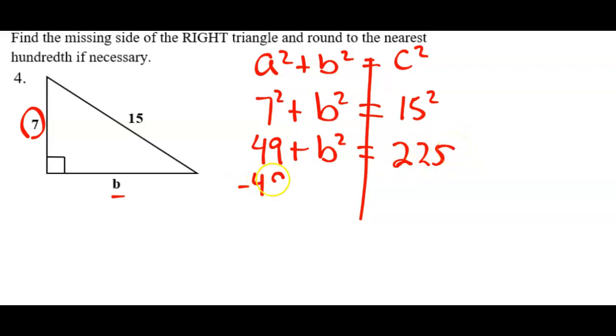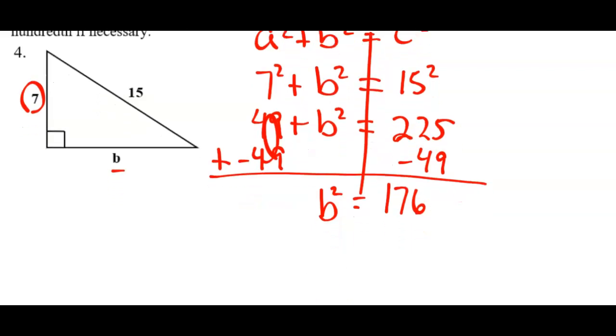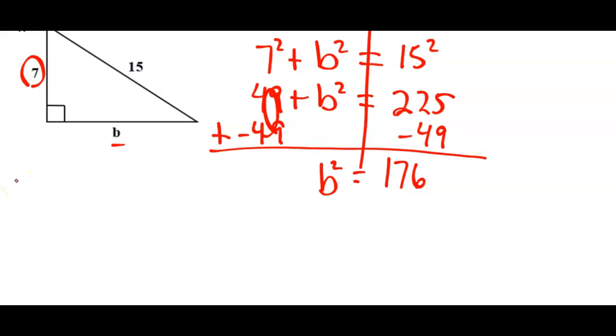I've got to subtract my 49 from both sides, because I just have to solve this. And I get b squared is equal to 176. Now what do I do? Well, I don't care what b squared is. I want to know what b is. So remember the other day when we were undoing the square root by squaring it? We're going to do the same thing, but opposite. I need to undo this square, so I am going to square root both sides. That's going to cancel my square.